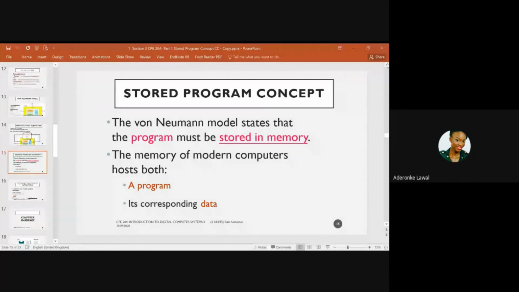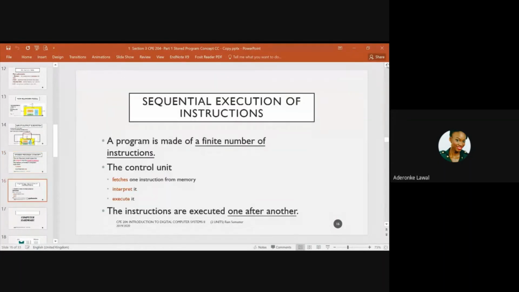The program and its corresponding data. So again, this is just what I've finished explaining, meaning that your data and your programs are stored on your device. So the other idea about the Neumann model is the sequential execution of instructions.